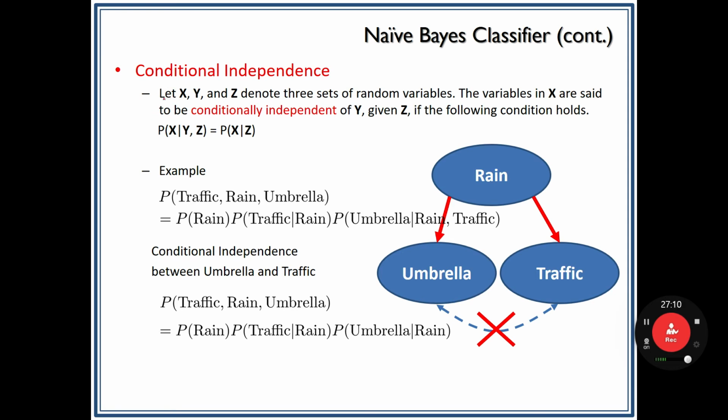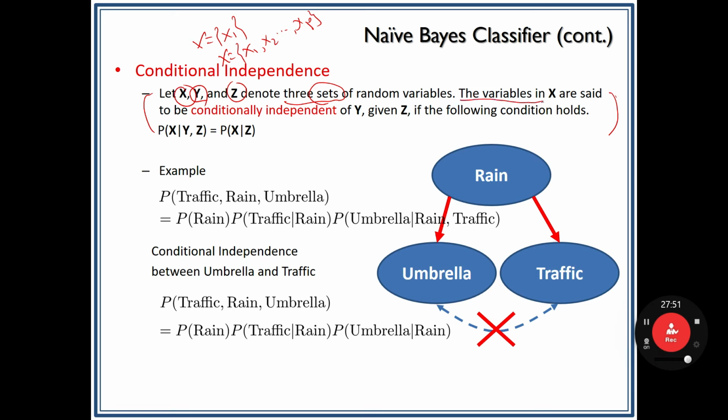And let me read this sentence. Let x, y, and z denote three sets. Please notice that this is a set of random variables, so three sets of random variables. For example, x can be a set. It can have only one element, or it can have multiple elements. It's the same for y and z. So they are the sets of random variables.